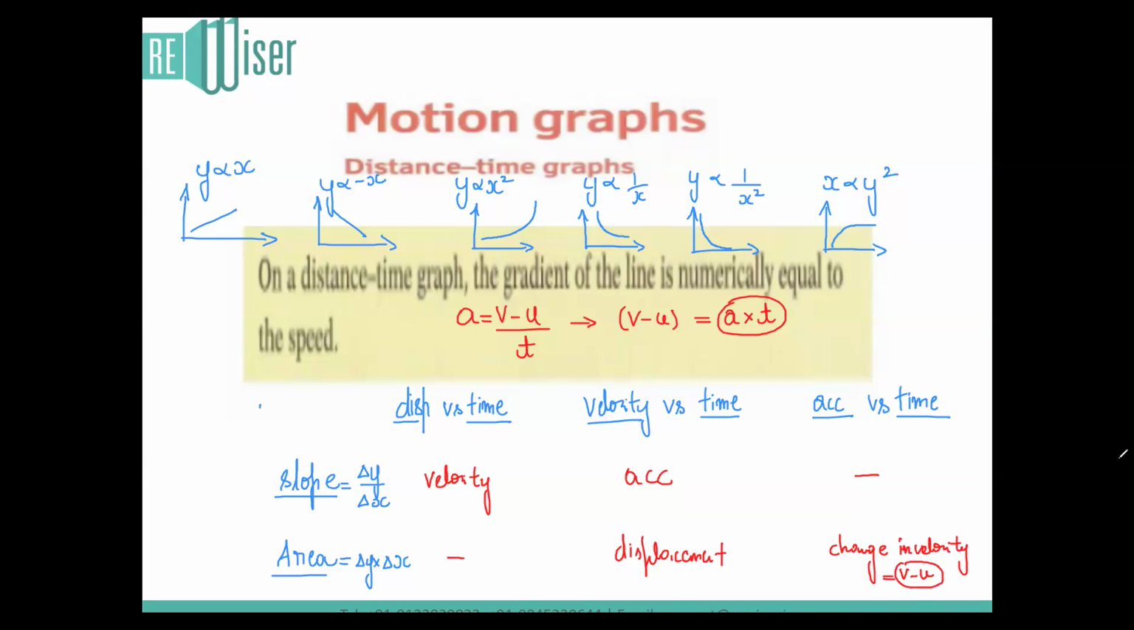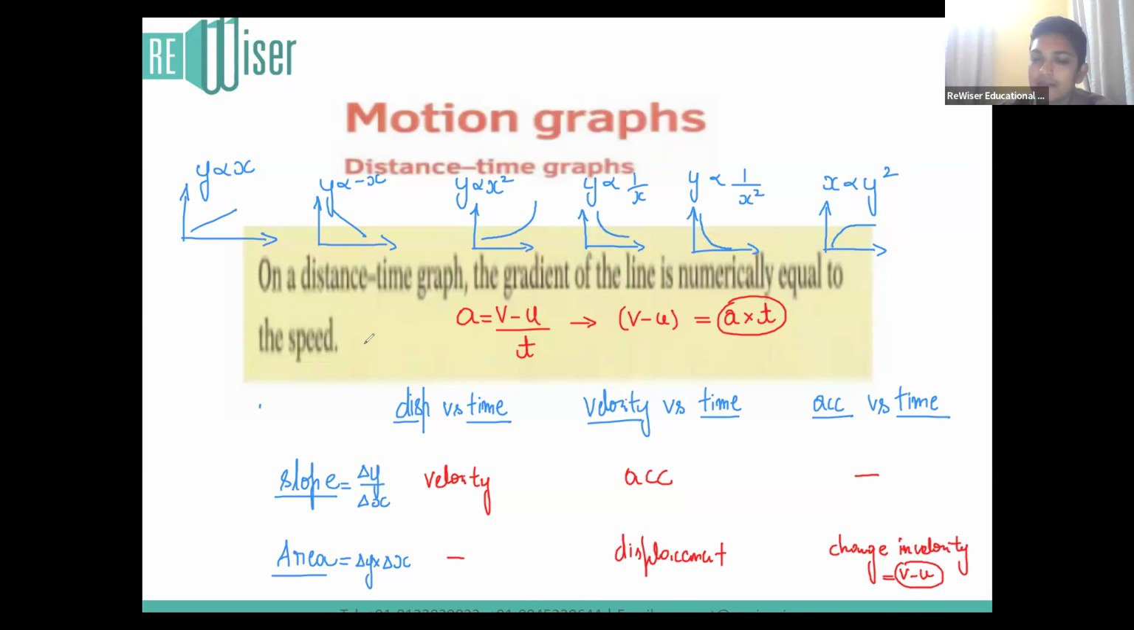Now, you don't have to learn by heart all the different possible shapes. You have to know how the graph looks for y proportional to x, minus x, x square, 1 by x square, x proportional to y square, all of this. Okay. So now let's start.